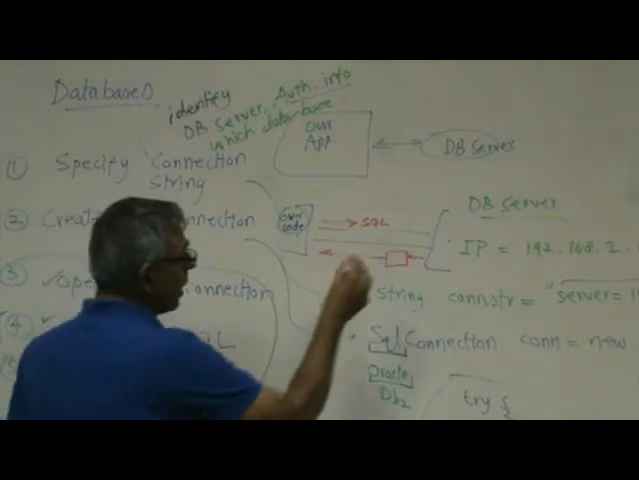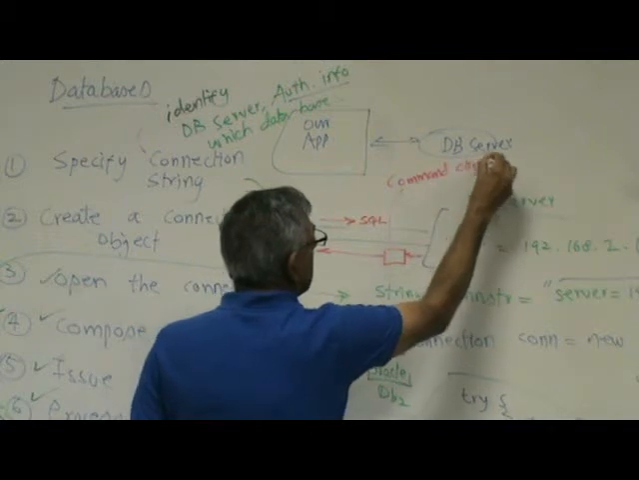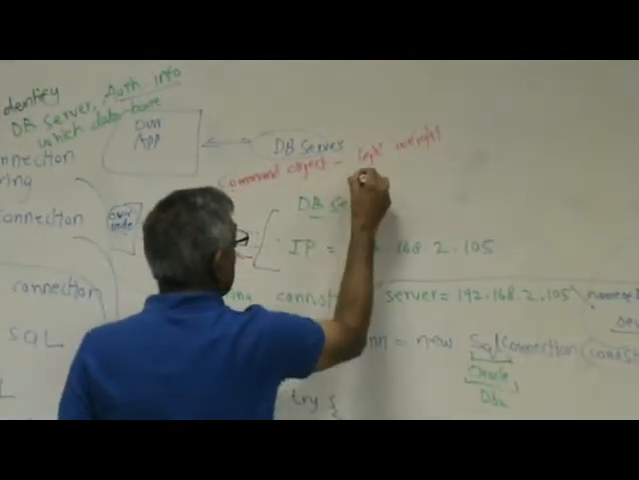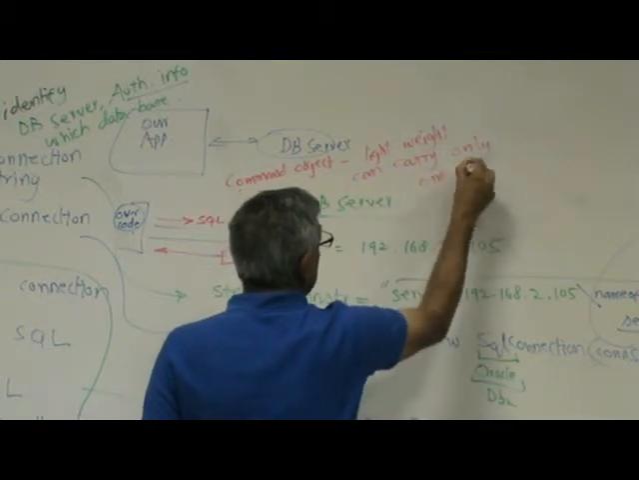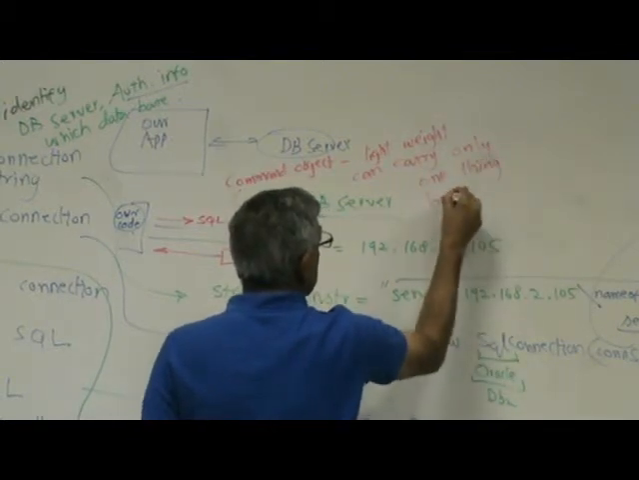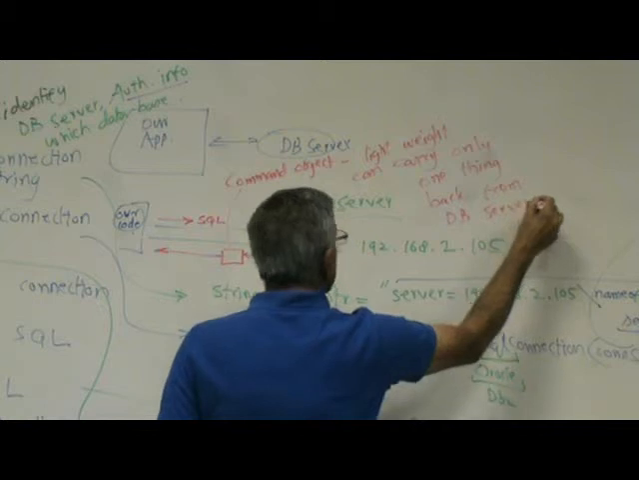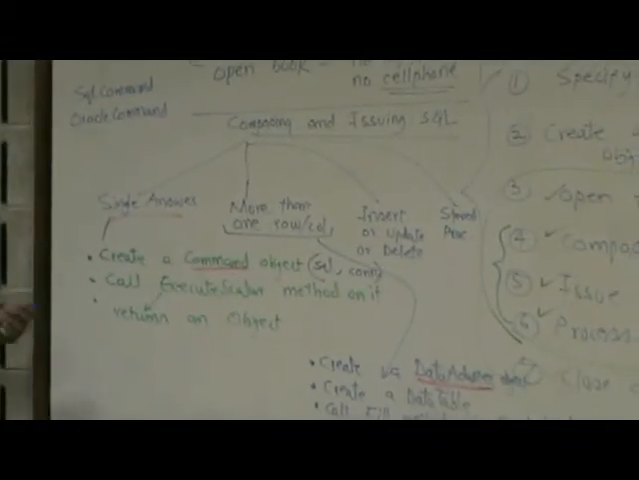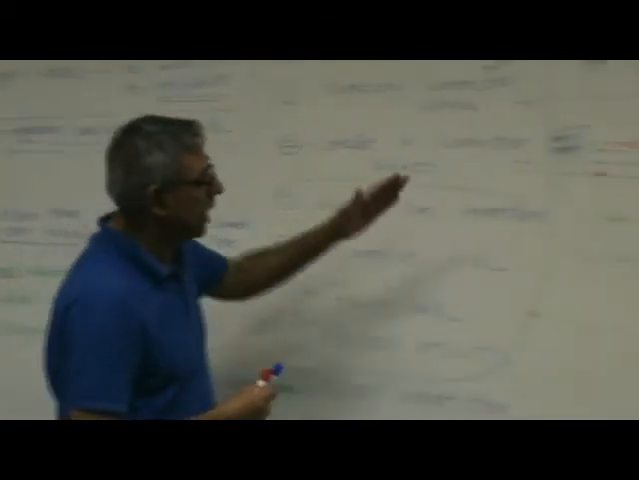okay? So think of a command object like a motorcycle. Okay, it's a very lightweight object, meaning it can carry only one thing back from the database server. So that's why once we have the single answer type of situation, meaning we want to bring back just one thing back from the database server, okay? So we send a motorcycle, okay?